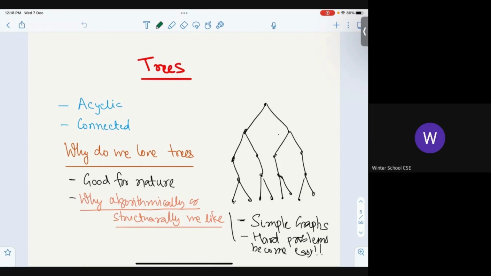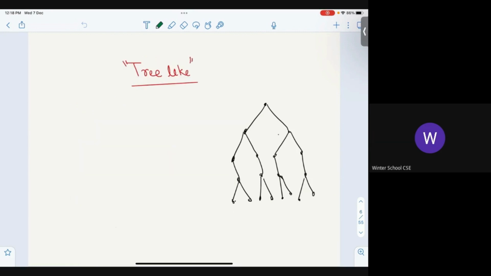And in the next 90 minutes, I'll tell you why they are really brothers and sisters of these trees by designing some good algorithms for them. So that's the whole goal. So first I need to define what tree-likeness means.